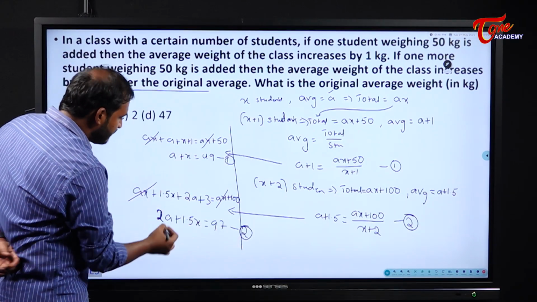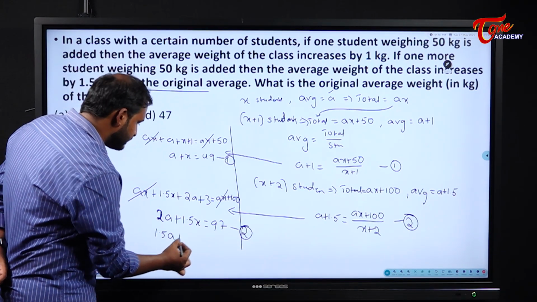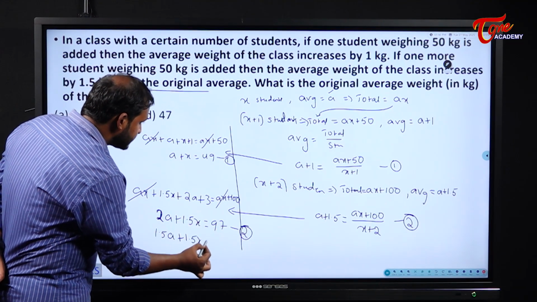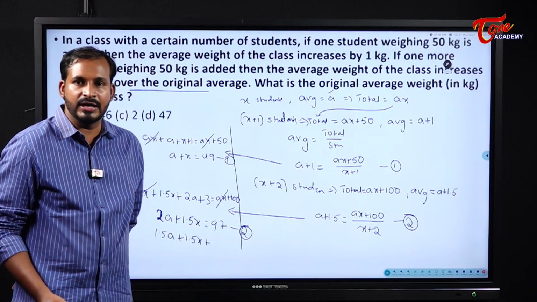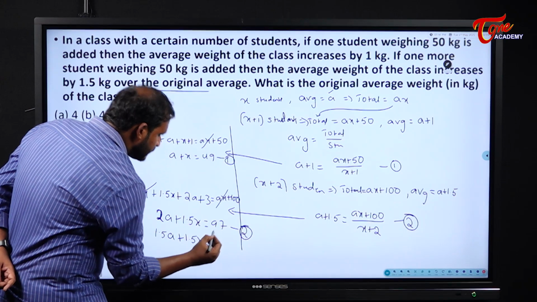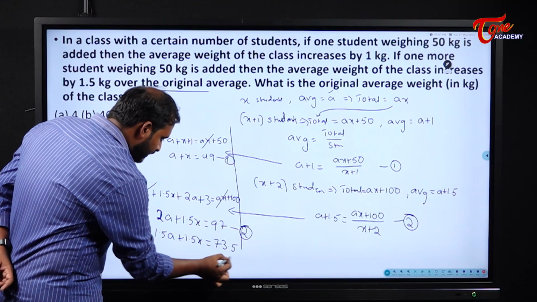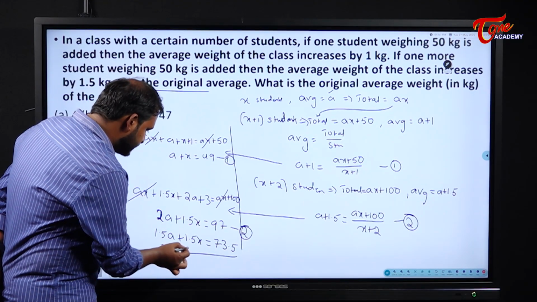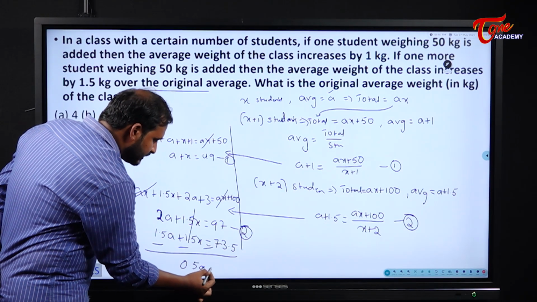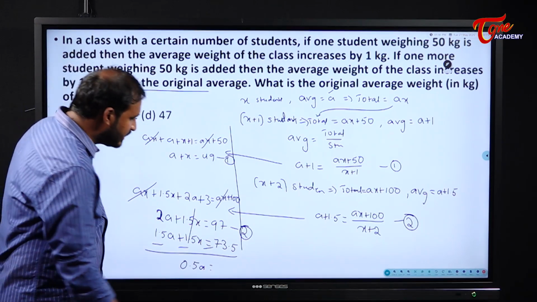If I multiply my first equation with 1.5, it becomes 1.5A plus 1.5X is equal to 49 times 1.5, that is 73.5. So when I subtract these, these two will get cancelled. Here I will have 0.5A, that is equal to 97 minus 73.5. What will you get here?